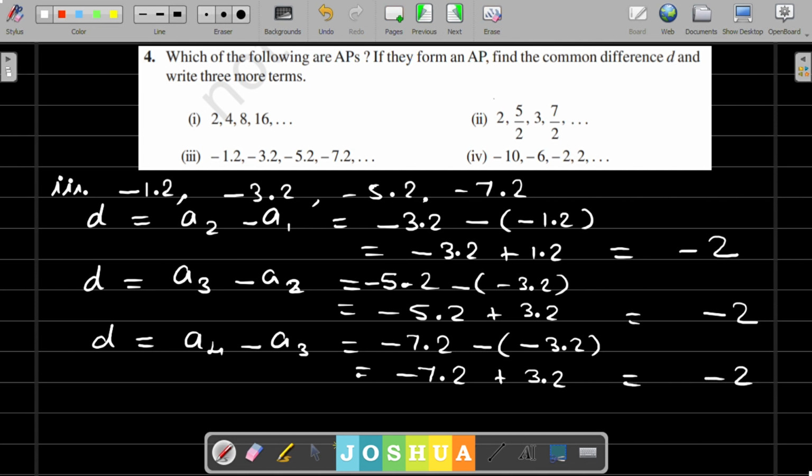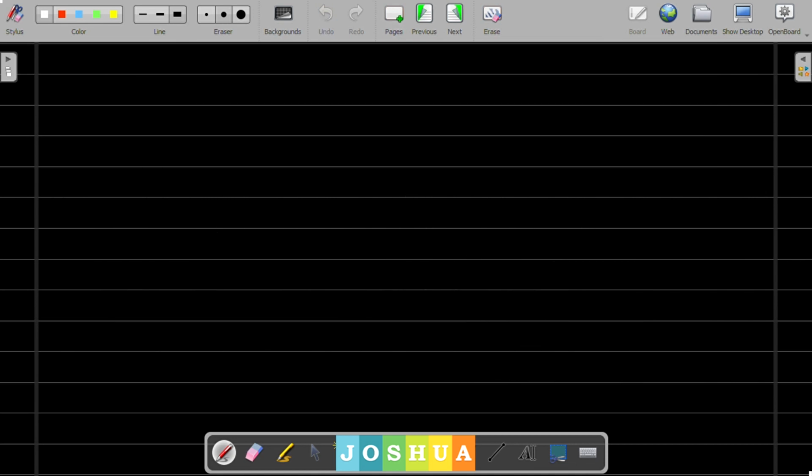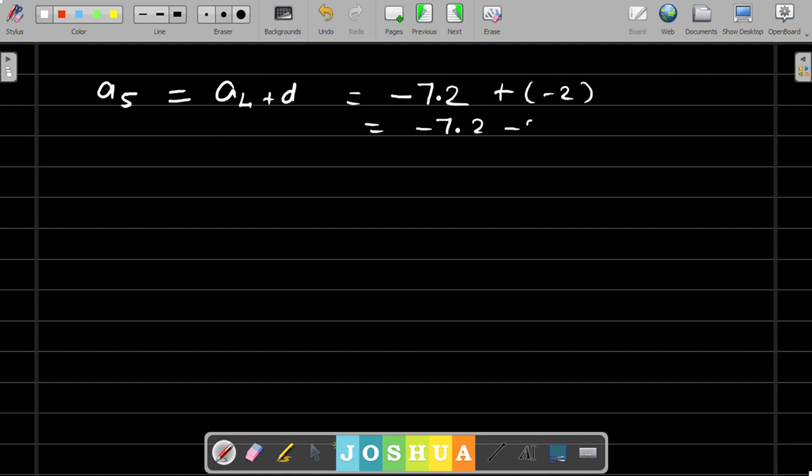Now we have the common difference minus 2. Therefore the given series forms an AP. So we are going to find the next three terms in this case. When you're going to find the next three terms, I'm going to find A5. A5 is equal to A4 plus D. A4 in our case is minus 7 by 2 and the difference in this case is minus 2. So plus minus 2. Therefore minus 7 by 2 minus 2, that is equal to minus 9 by 2.